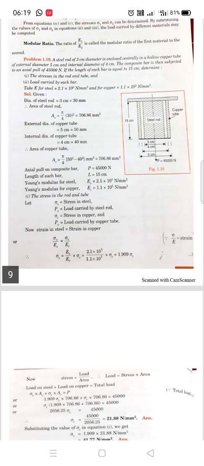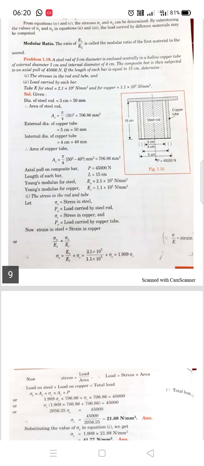So we will determine the problem: the stress in the rod and tube, and the load carried by each bar. Those are what we will find out.